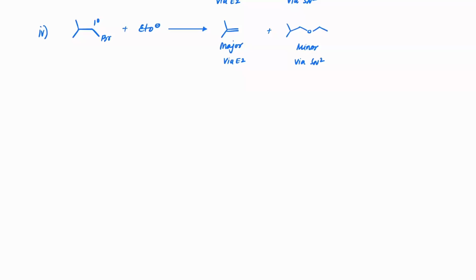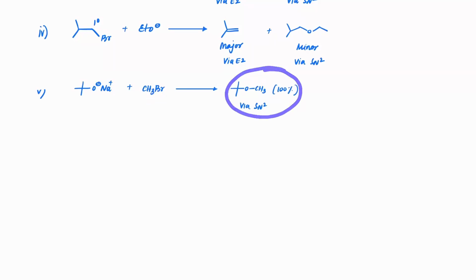Next, let's see the fifth case here. In case you have tert-butoxide treating with methyl bromide here, this will give us the SN2 product like this, and that is the only product you can get because E2 is not possible on this position. So 100% you'll get only the SN2 product here.